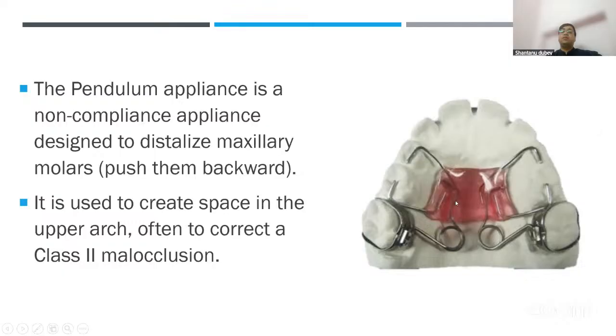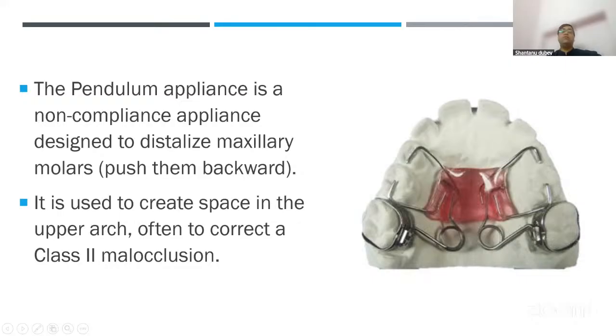Okay, this is how it looks. This is the palate, the palatal part, and this is the pendulum arm. It lies straight when it is inactive, and it is forcefully twisted and engaged into the molar, so it pushes the molar in a circular motion, though it is not completely achieved. So yeah, distalization is achieved. But the motion is like a pendulum, and that is why the name pendulum appliance.